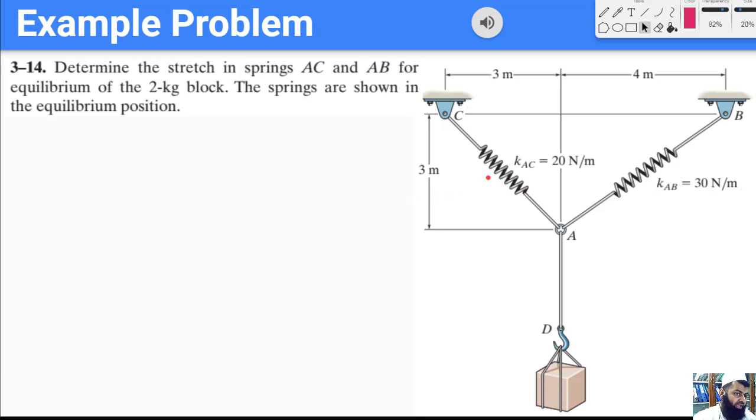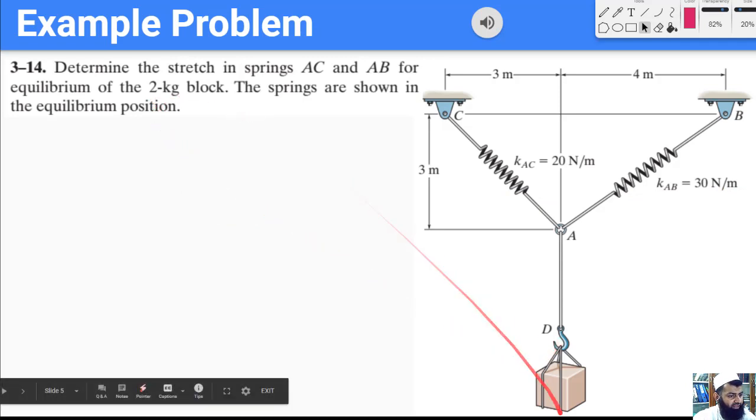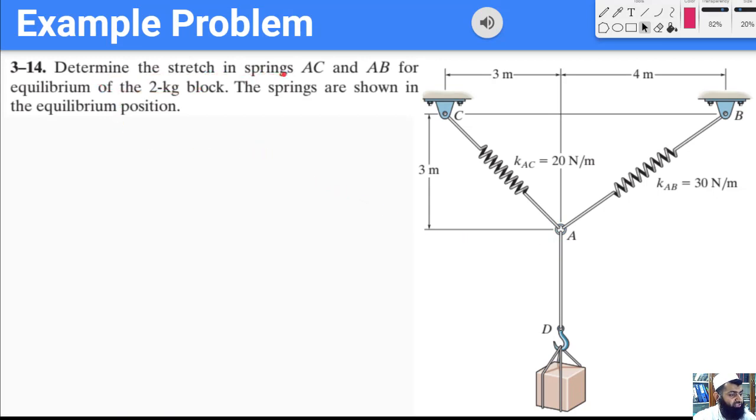Here we have two springs, and the spring constant of this spring, KAC, is 20 Newton per meter, and this spring has a spring constant of 30 Newtons per meter. We have a mass of 2 kilograms hanging from this end, and we want to determine the stretch in the spring. So we want to find how much these springs are stretched. To find the stretch in the springs, we would first need to find the force in the springs.